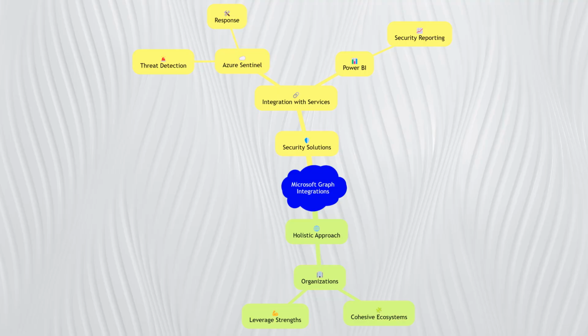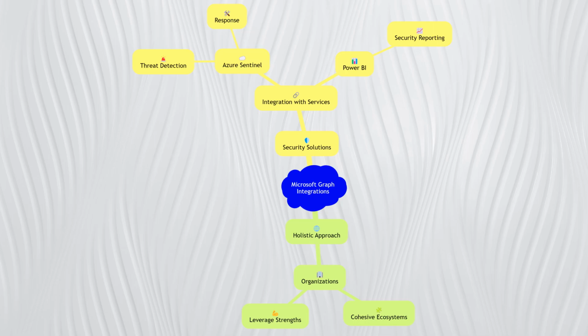Microsoft Graph can be integrated with other Microsoft and third-party services to enhance security solutions. For example, developers can combine Microsoft Graph with Azure Sentinel for advanced threat detection and response, or integrate with Power BI for comprehensive security reporting. These integrations enable organizations to build cohesive security ecosystems that leverage the strengths of multiple services, providing a holistic approach to Azure security.